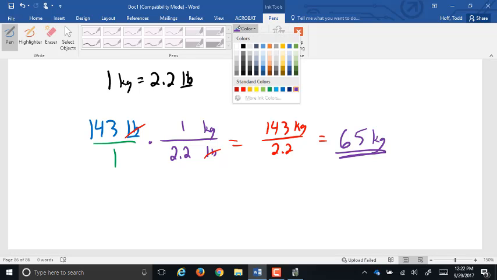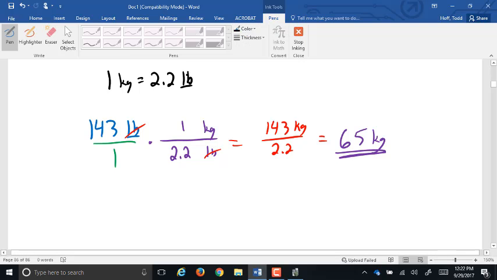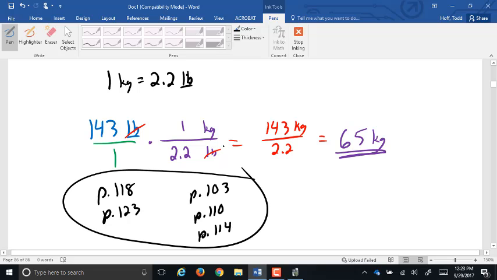Okay, that is the end of Unit 2. Next week, the first hour is our Unit 2 test. So some homework to finish up the stuff we talked about today. We have pages 118, 123. Oops, I went kind of backwards there. Page 103, 110, and 114. Covers all the measurement units and conversions and dimensional analysis stuff we talked about today.